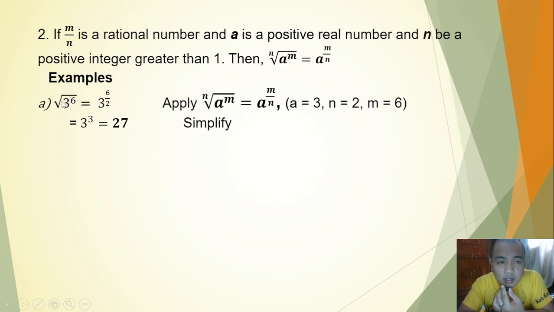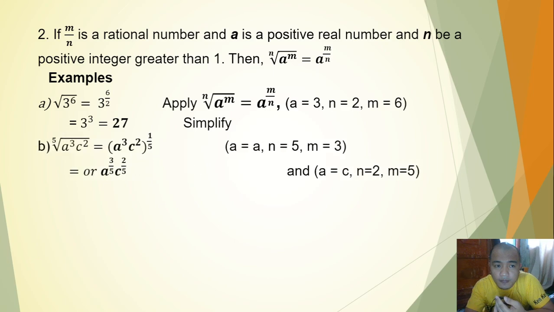So for example, the square root of 3 raised to the 6th power, we express this in exponential form. It's equivalent to 3 raised to 6 over 2 because the index is 2, right? So 6 is the numerator, the index is the denominator. And simplify, 6 over 2 is 3. So 3 cubed or 27. So the square root of 3 to the 6th power is 27.